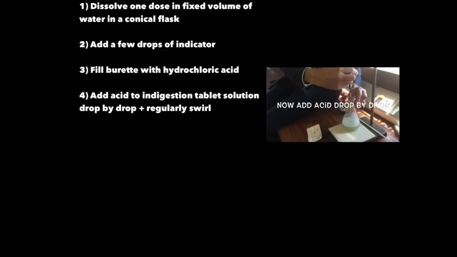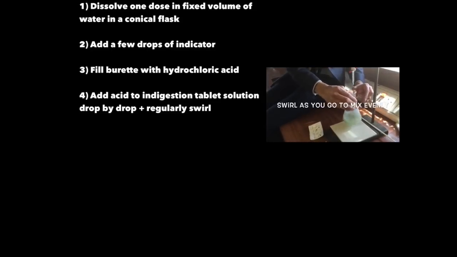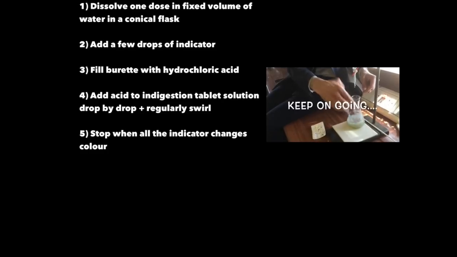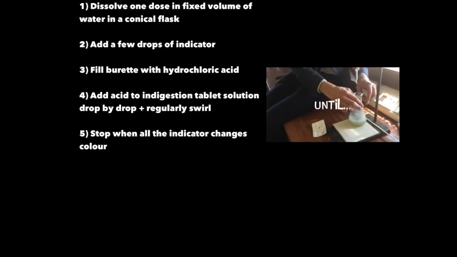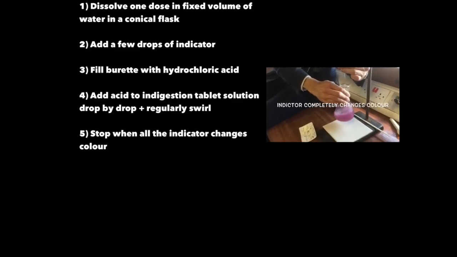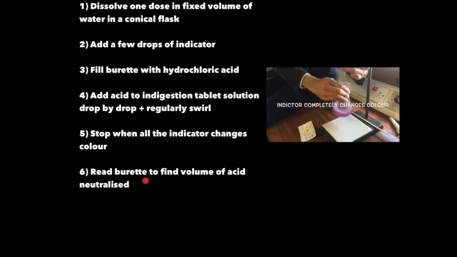You'll see suddenly it changes color, and I have to swirl it around to mix it in, and as I swirl it around, it changes back. What you have to do then is stop when all the indicator changes color, so the solution is fully neutralized. So you keep adding the acid drop by drop until the solution completely turns color. This indicates that the solution has now been neutralized. Then finally, you read the burette to find the volume of acid neutralized. In other words, how much acid did that single indigestion tablet neutralize?